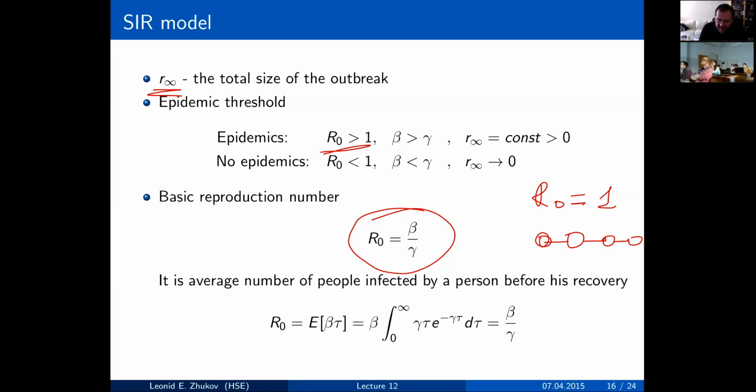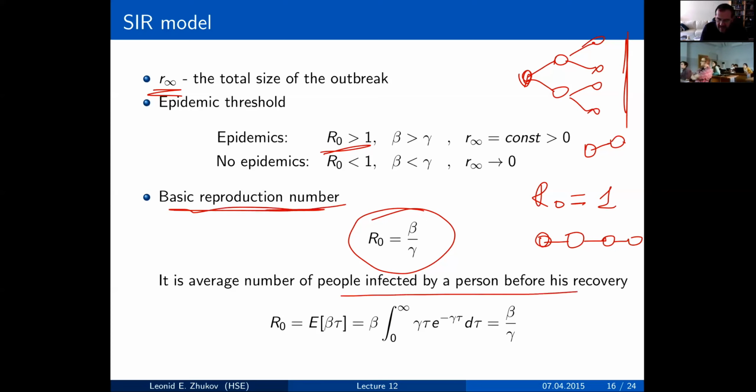If a person on average during the period of illness will infect 2 people, and on average every infected person infects 2 more people, and so on, that's when you get an epidemic. You get this sort of exponentially growing tree. And if a person infects on average, say this one infected 1 person, but this one didn't infect anybody, so on average the infection rate per person is less than 1, then that's it, no epidemic. So the reproduction number tells us how many people are infected on average by a person before his or her recovery.